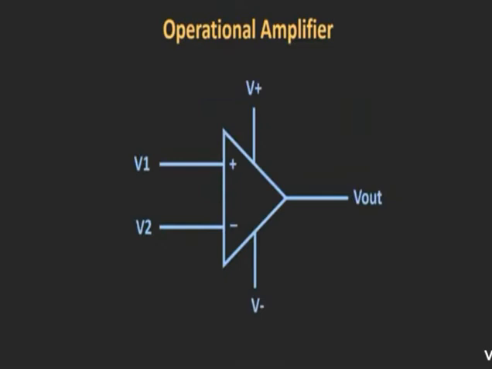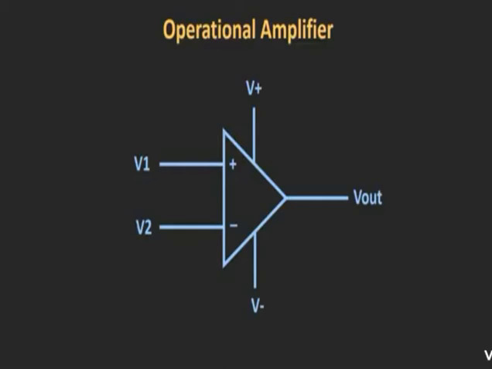If we see the basic symbol of an operational amplifier, it has two inputs and a single output. Most of the amplifiers run on two supplies, the positive and negative, but there are some operational amplifier ICs which run on a single supply.